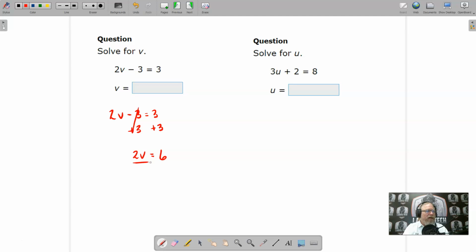I now want to use division to undo the multiplication. Divide by the very number I wish to get rid of, which is 2, and what I do to one side, I'm going to do to the other. The 2's cancel each other, leaving me with v on the left, and 6 divided by 2 is 3.